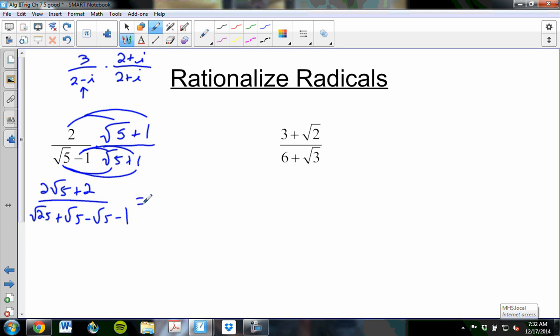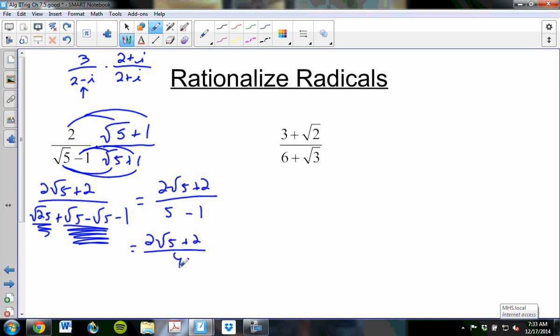So on top, I still have 2 root 5 plus 2. On the bottom, I have 5, because this is just 5. These two things cancel each other. Root 5 minus root 5 is 0. So I have 5 minus 1. This ends up being 2 root 5 plus 2 over 4.